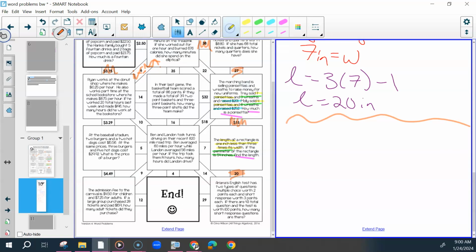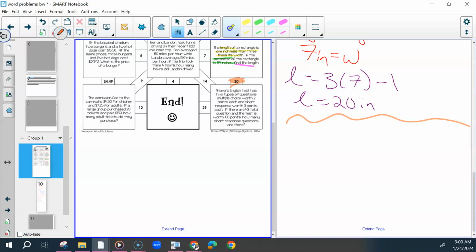Okay, so for this bottom one, Ariana's English test has 2 types of questions, multiple choice worth 2 points each, and short response worth 3 points each. If there are 43 total questions, and the test is worth 100 points, how many short response questions are there? What's important here?